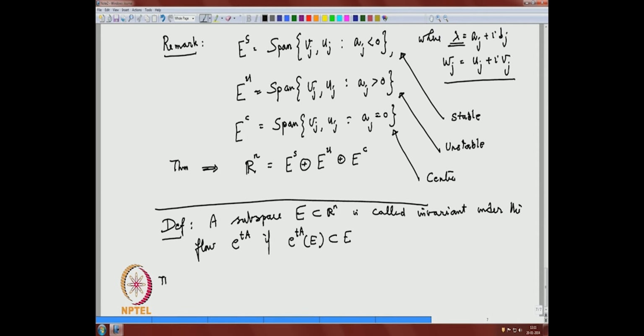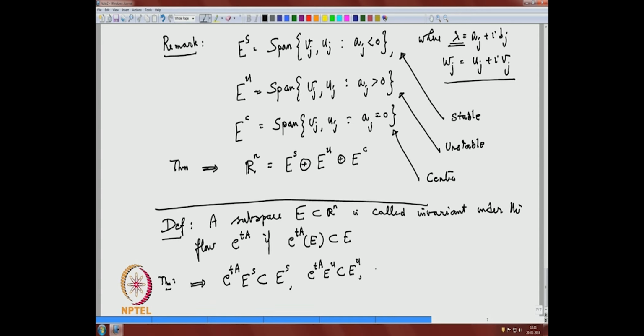The other result, part of the previous theorem which I have not stated, is that these spaces are invariant: e^{tA} of ES is contained in ES, and e^{tA} of EU is contained in EU. This shows that if you start with a point in ES and follow the trajectory under e^{tA}, it will remain in ES itself. It will not move out of ES, the stable subspace. On the other hand, if you start from an initial point in EU, then e^{tA} of that element will remain in EU all the time. So ES and EU are invariant subspaces under the flow.